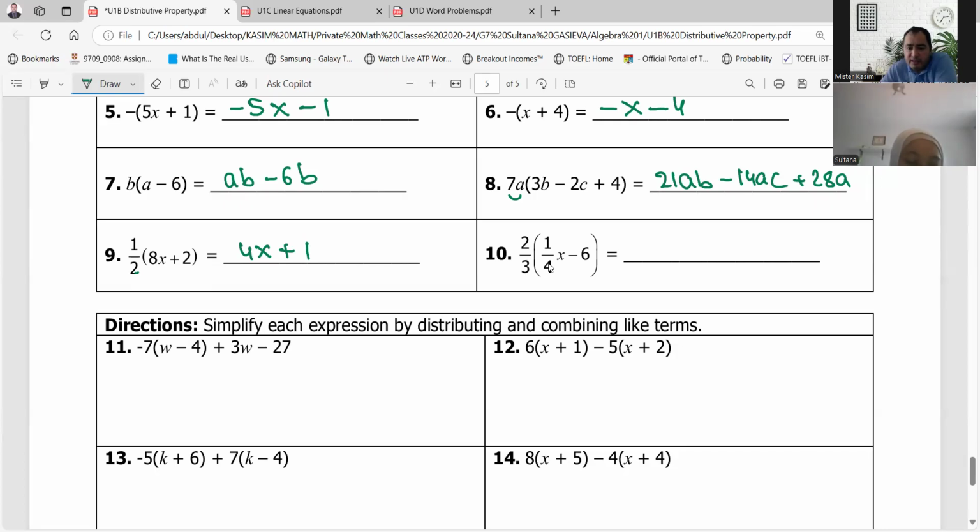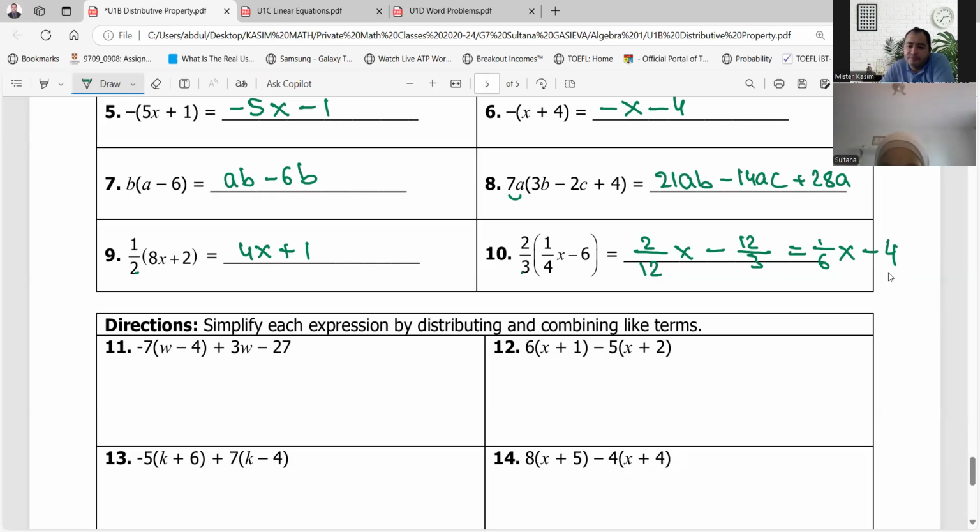And how about question 10, 2/3 times 1 over 4? 2 times 1, it is 2. 3 times 4, it is 12. So here we have x minus 2 times 6, it is 12 over just 3. Now I can simplify this. Both numbers are divisible by 2. 1 over 6, x minus 12 divided by 3, that is 4.